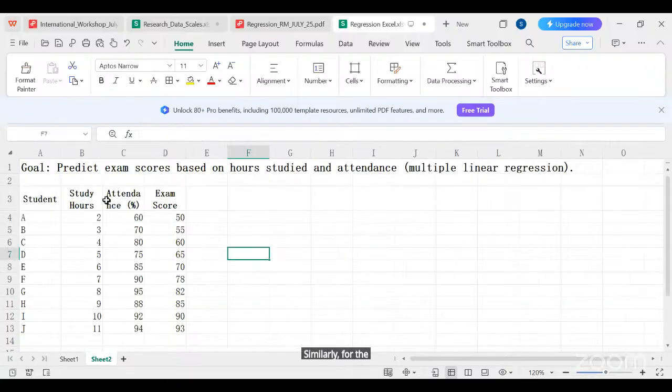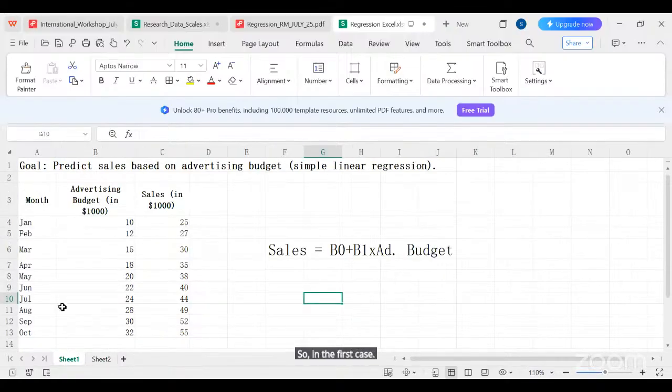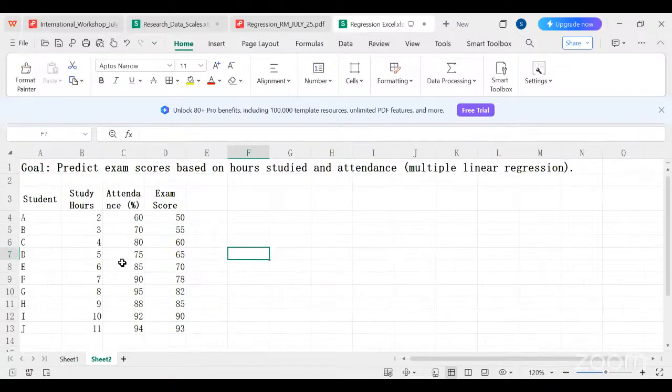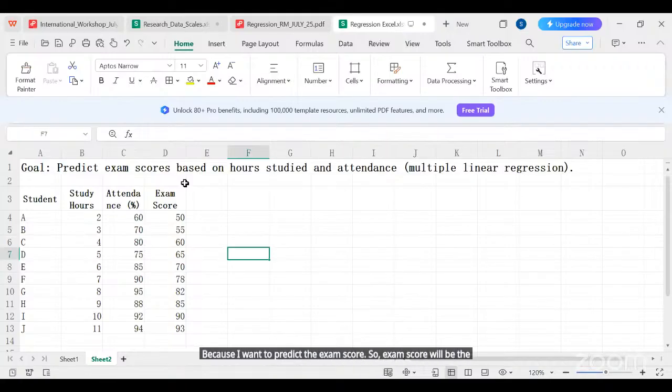Similarly, for the second sheet, predict the exam score based on study hours and attendance. In the first case, we had only one independent variable, that is advertising budget, hence we call it simple linear regression. Here we have two independent variables, because I want to predict the exam score based on hours studied and attendance. Of course these two independent variables are not dependent on each other, and this is the case of multiple linear regression.